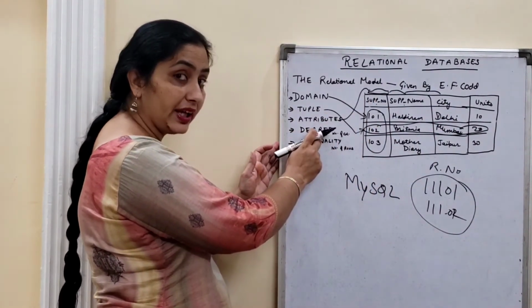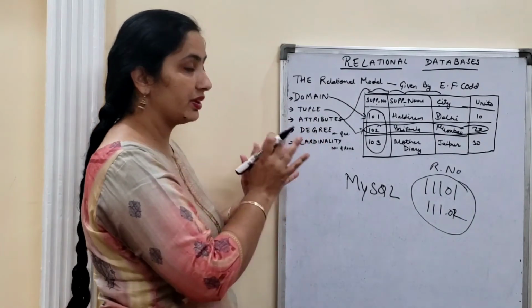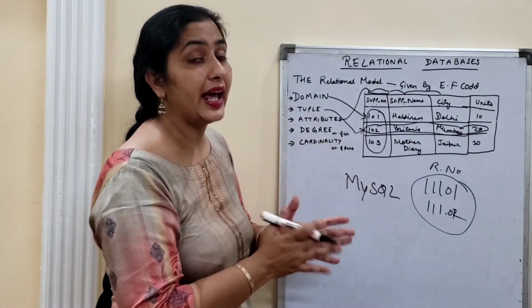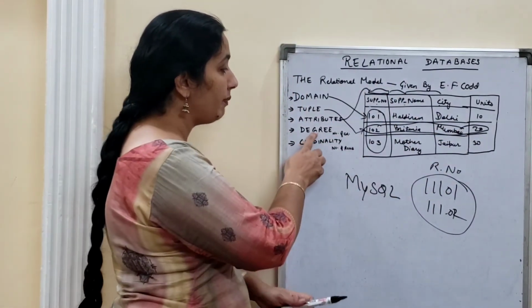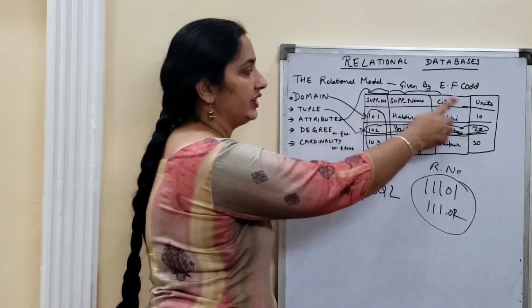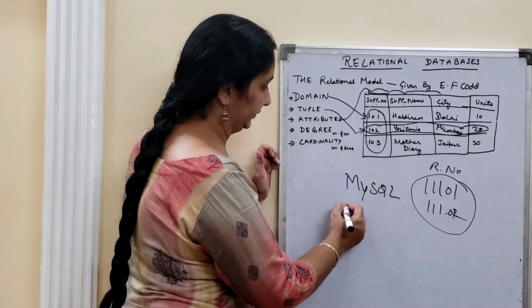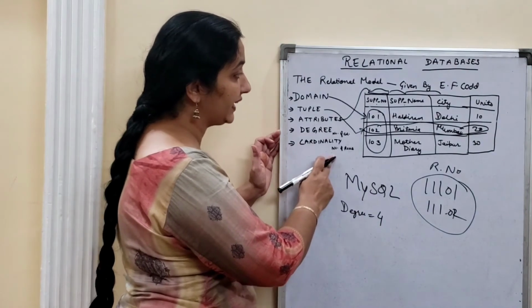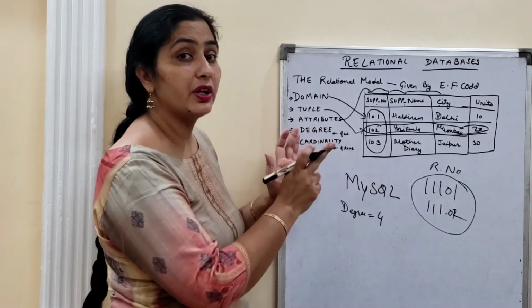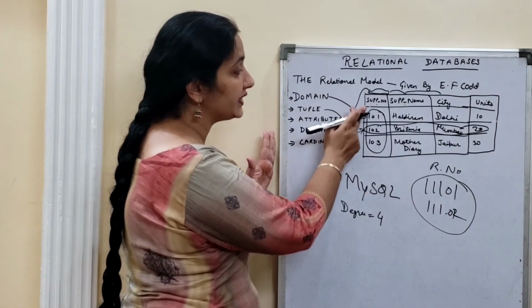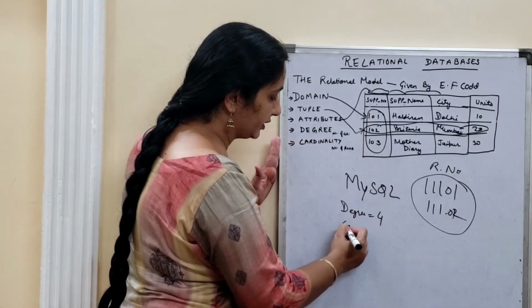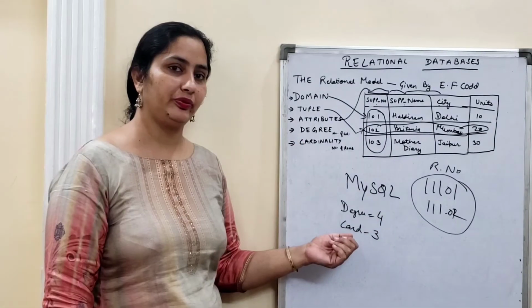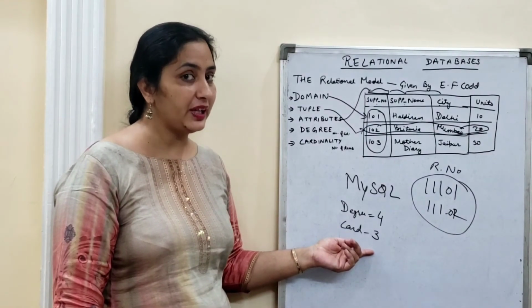Now degree. You will get a type of question which will ask you what is the degree of this table and what is the cardinality of the table. Degree means how many columns you have in this. How many columns do you have? That is 4. What is the cardinality? Cardinality means the number of rows you have. Now here you can see that you have 3 rows. That is your cardinality. So cardinality will be here 3.